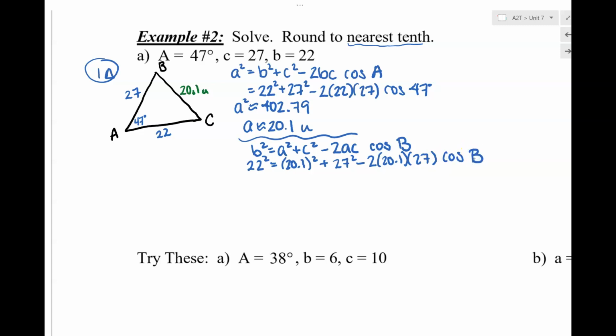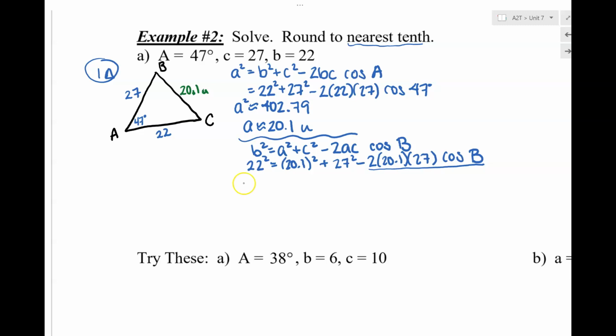There is room for error here, ladies and gentlemen, so please be careful. This is one big product. You cannot move 2 times 20.1 times 27 without moving the cosine of b, and some of you will do this. Please don't do this. It is not allowed. So what I am going to do is take 20.1 squared and add it to 27 squared.